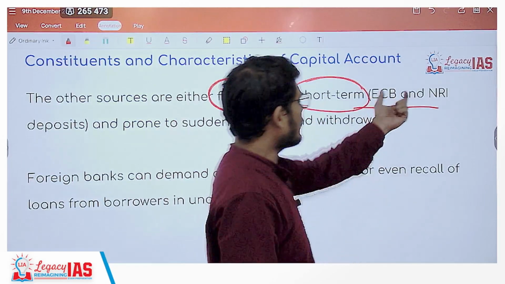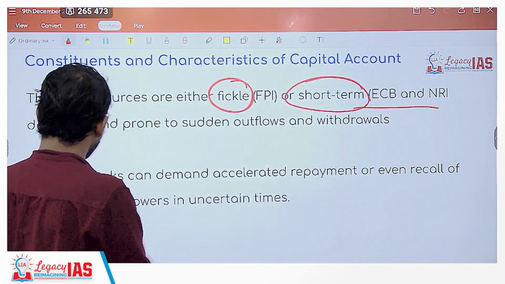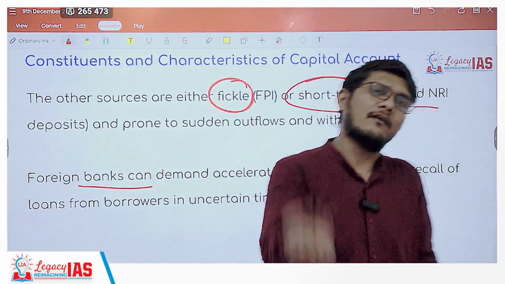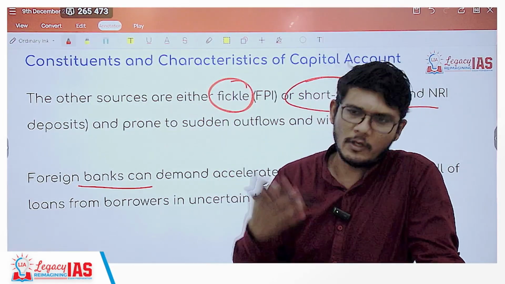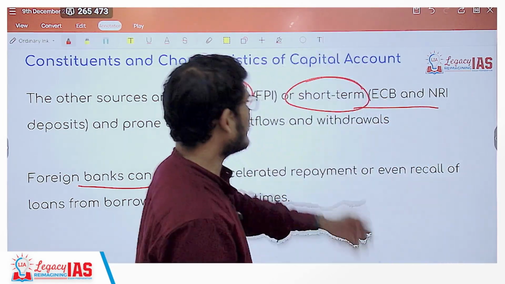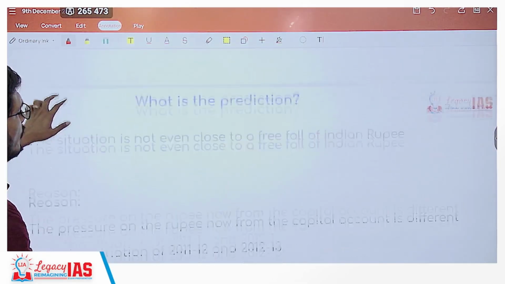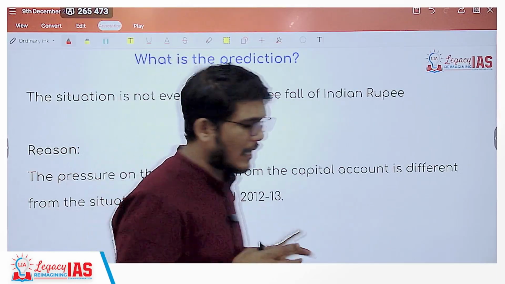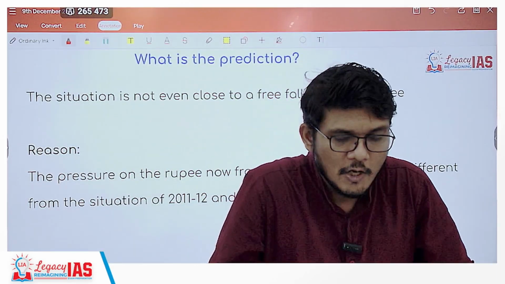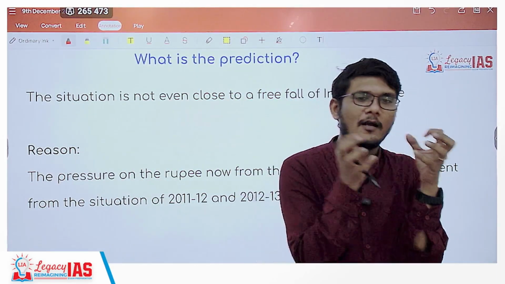For example, external commercial borrowings, the banks can anytime demand the loan to be returned. What will you do? You can't do anything about that. Plus they are short term also. So these face issues, we cannot be much sure about it. So it is the capital account which can create a problem. So our current account is doing good, capital account may have an issue.